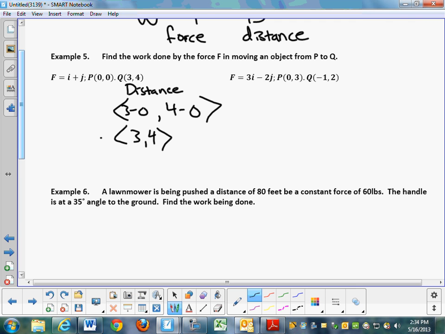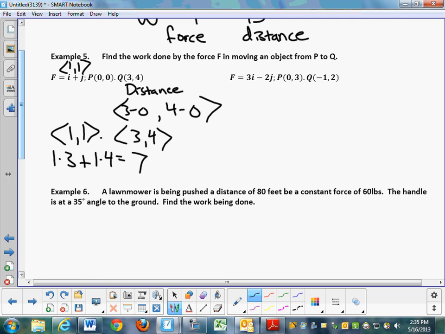Times the force vector, which is i plus j, or 1, 1. Now I'm going to multiply those. 1 times 3 plus 1 times 4 is 7. So 7 is the work done by the force moving an object from P to Q. Is that pretty straightforward?